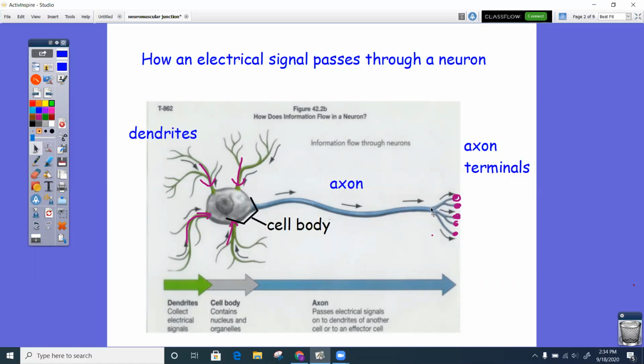At the very end, the axon branches and has these little knobs, which are called axon terminals. Terminal means the end, so an axon terminal is the end of the axon. Normally the axon is going to have the myelin sheath around it, at least for the neurons that we look at. You'll see that on the next few slides.